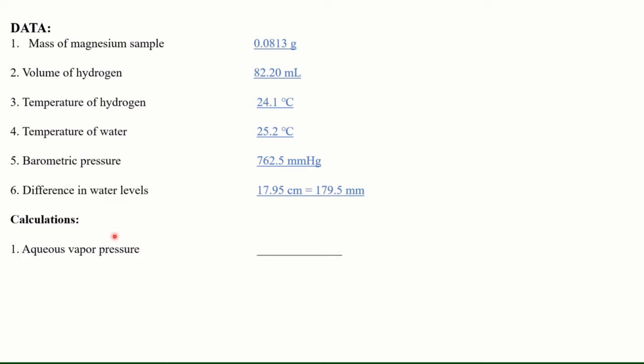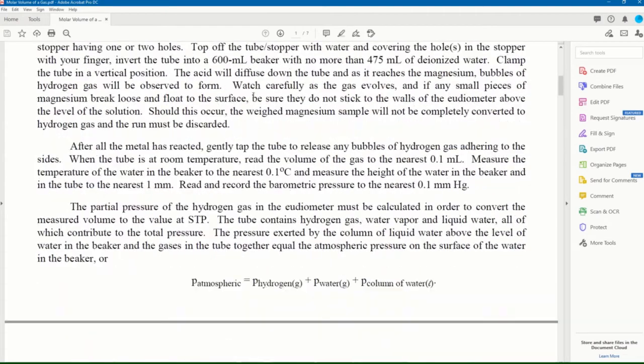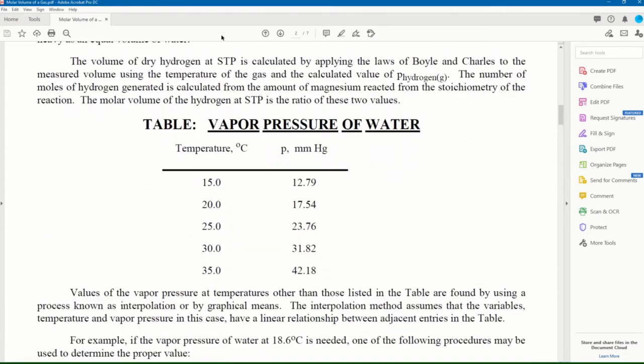If you remember from the video of the experiment, aqueous vapor pressure has to do with the temperature of water, which here in our data is 25.2 degrees Celsius. The higher the temperature of water, the higher the vapor pressure. The lower the temperature of water, the lower the aqueous vapor pressure. So we can go to our handout for the experiment, and if we go to page number 2, we have a table for vapor pressure of water.